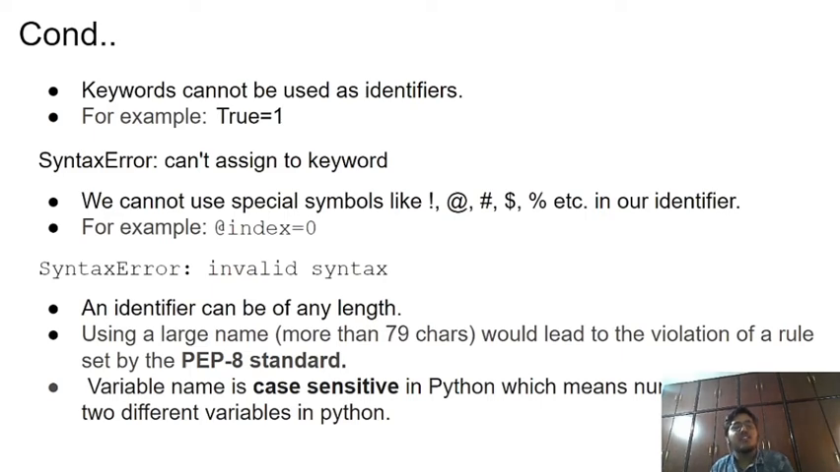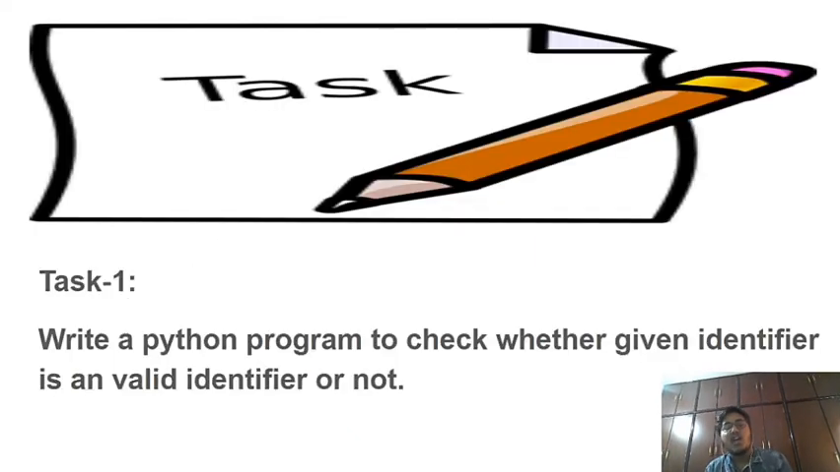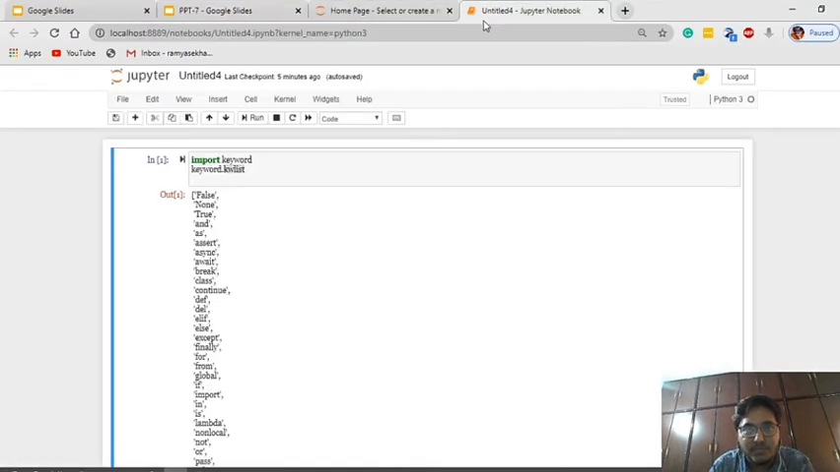Variable names are case sensitive. As I already mentioned, Python is a case sensitive language where there is a difference between uppercase and lowercase letters. Num and small num are different. That's it. Before going into the task, I will execute everything I said till now.